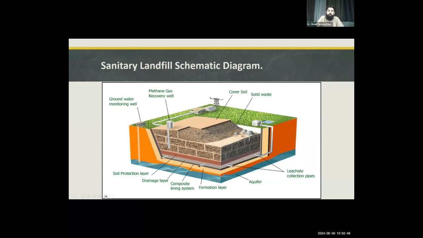So leachate is basically a semi-solid liquid, a sort of sludge, created after the action of anaerobic bacteria on the organic waste present in the landfills. So leachate collection pipes are there, and the composite lining system is there so that the landfill and the hazardous materials present in the landfill do not go deep down to the underground water table. So basically, this is an ideal sanitary landfill schematic diagram. Next, please.